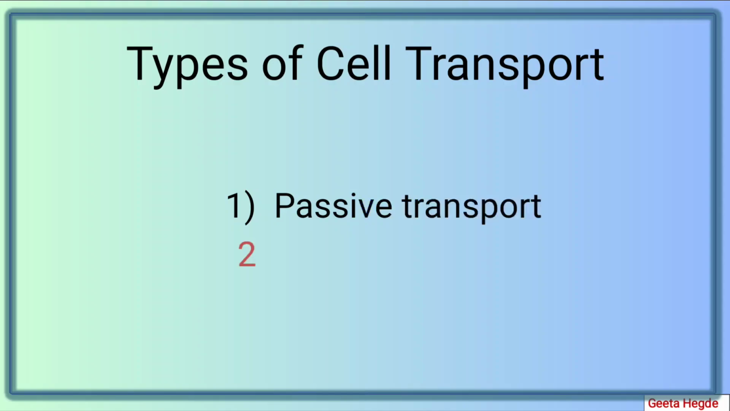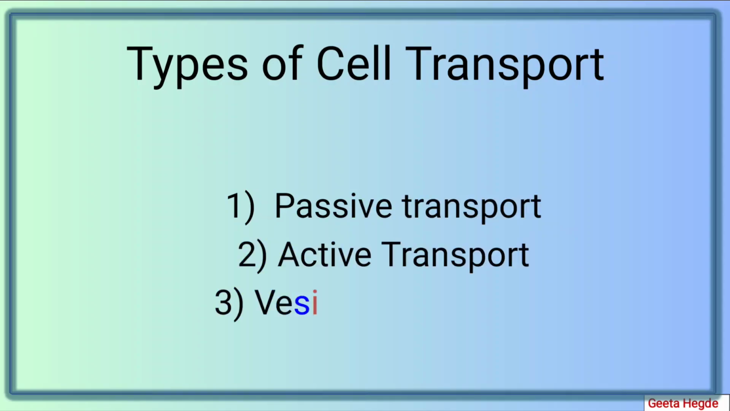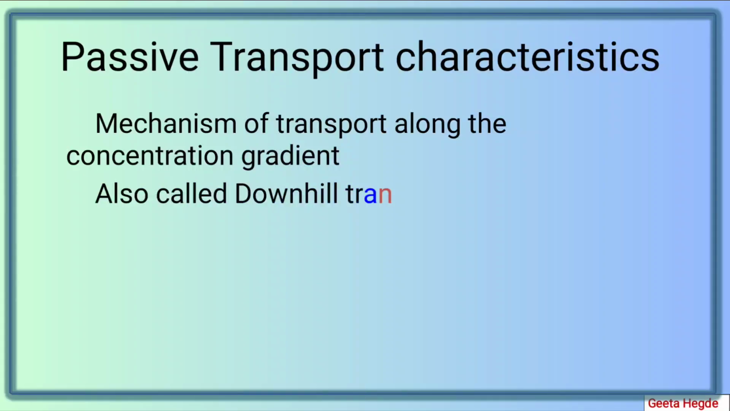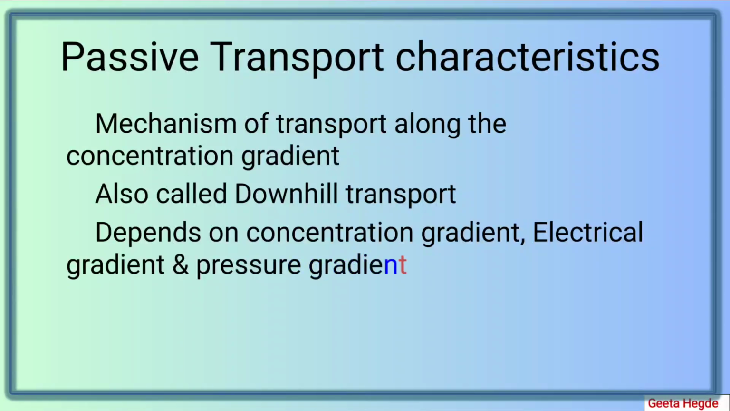So there are three different types of cell transport: passive transport, active transport and vesicular transport. Now what is passive transport? These are the characteristics of passive transport. It is the mechanism of transport of substances along the concentration gradient. It is also known as downhill transport and it depends on concentration gradient, electrical gradient and pressure gradient.